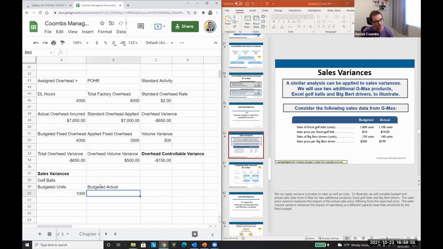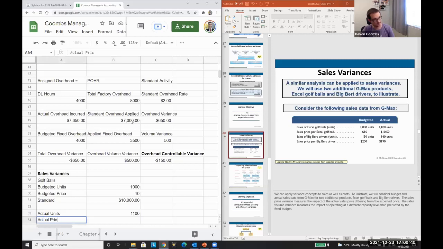1,000 units. 1,000 sales. And so this is where we talk about standards. What I'd say is budgeted. I'll say budgeted price, and then you can get your standard. Budgeted price is 10. So we'd expect to make $10,000 off golf balls. The actual price, for actual units we sold are 1,100.